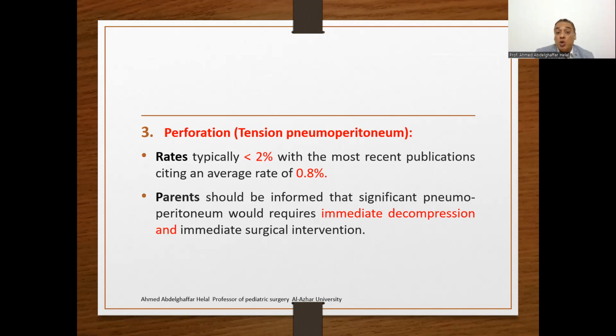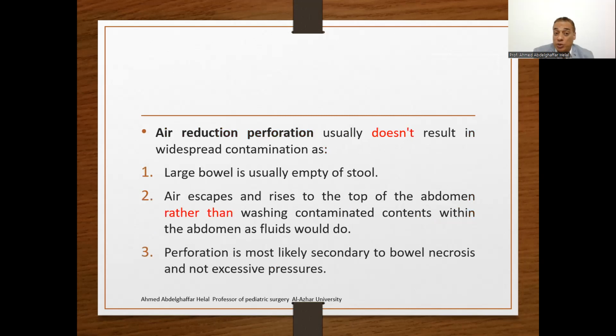0.8%. Parents should be informed that significant pneumoperitoneum would require immediate decompression and immediate surgical intervention. Parents must be informed that if significant pneumoperitoneum happens, this will require immediate decompression to save the life of the baby and may also require immediate surgical intervention. It's very important: perforation or tension pneumoperitoneum.